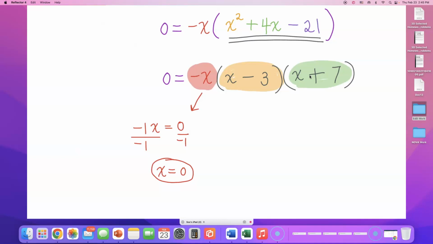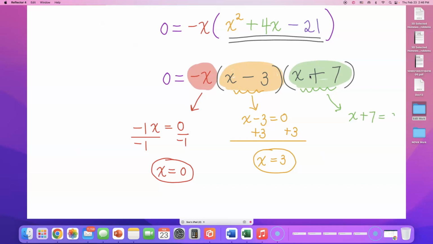Let's find the next one. When will x minus 3 be equal to 0? Add 3 to both sides. This equation is equal to 0 when x is positive 3, right? Hey, we found the second x-intercept. Let's do the last one. When is x plus 7 equal to 0? Subtract 7 from both sides. The last zero is negative 7.